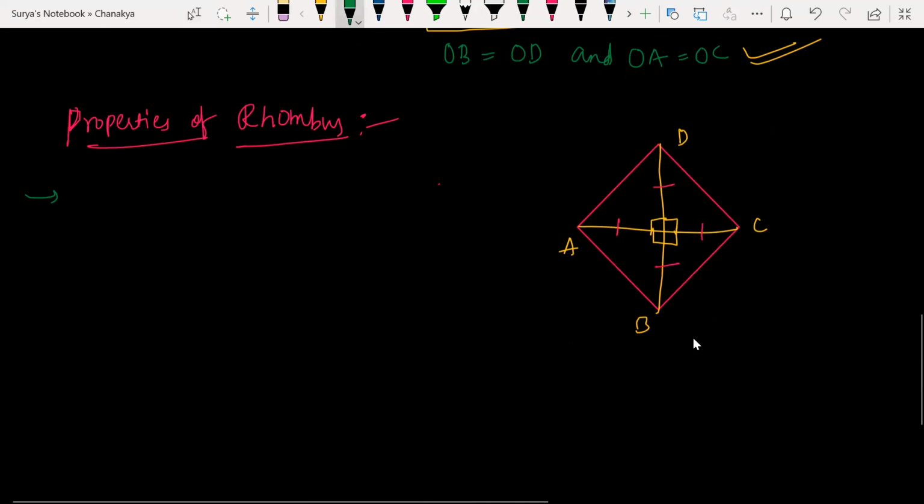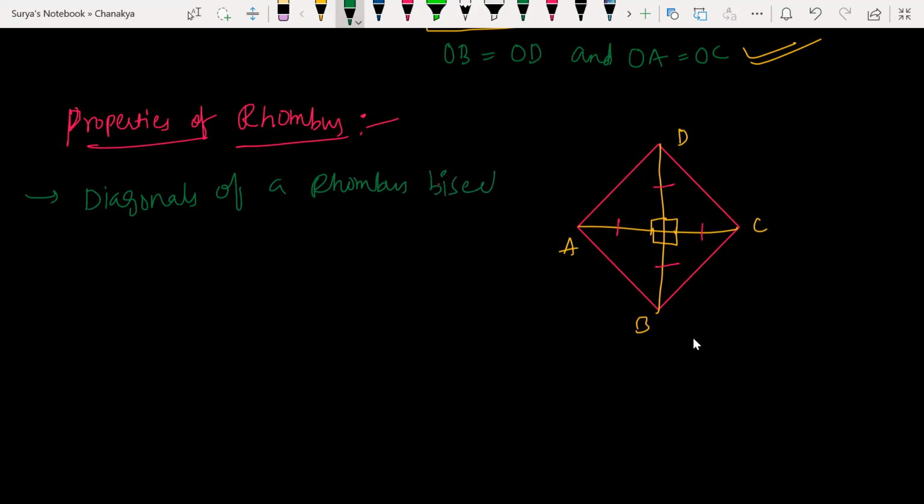So look at this. The first property is: diagonals of a rhombus bisect each other at right angles. All right. Next.